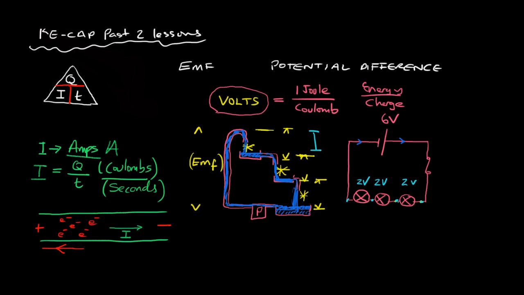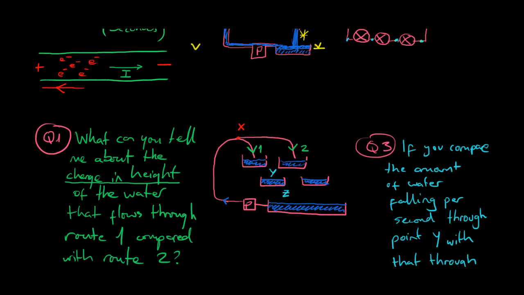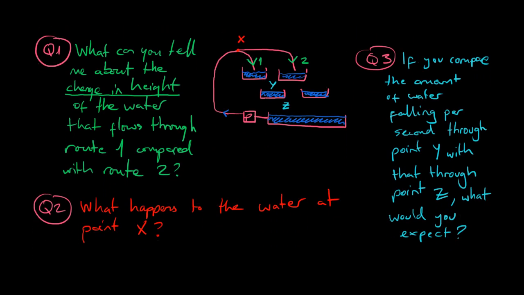And I wanted also to give you a few questions to give you food for thought before the next lesson. So the first question is here. It says, what can you tell me about the change in height of the water that flows through route 1 compared to route 2 in this diagram that you can see on the right? This is a slightly different diagram. It's very similar to the last one, but now look what happens here.